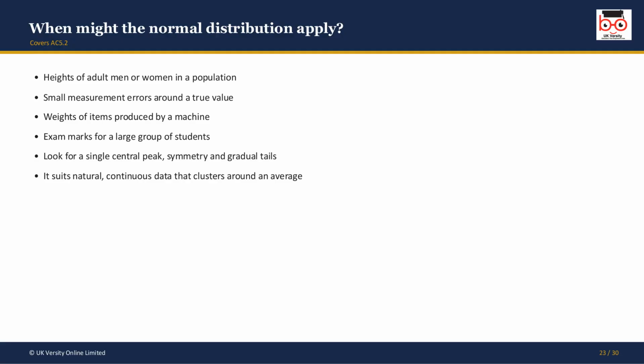When might the normal distribution apply? The heights of adult men or women in a population, small measurement errors scattered around a true value, the weights of items off a machine, or the exam marks of a large group of students. The telltale signs are a single central peak, symmetry, and tails that fall away gradually. It suits natural, continuous data that clusters around an average.